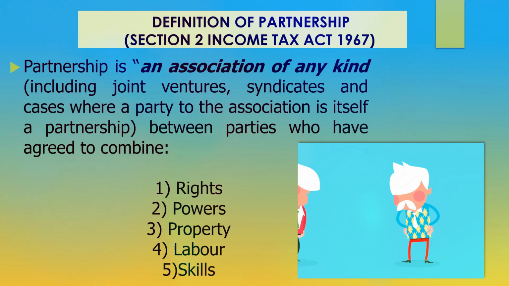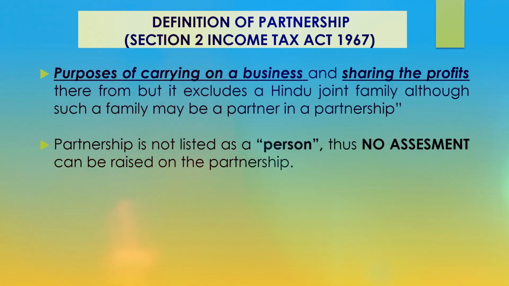Partnership can also be defined when there is a purpose of carrying on a business and they agreed on sharing the profit and loss from it. But the partnership excludes a Hindu joint family, although such a family may be a partner in a partnership. Partnership is not listed as a person, so there is no tax assessment on the partnership, but the tax assessment will be put under each partner.